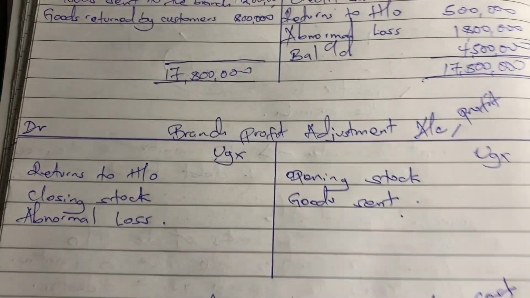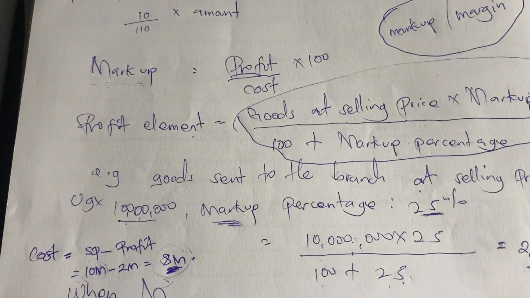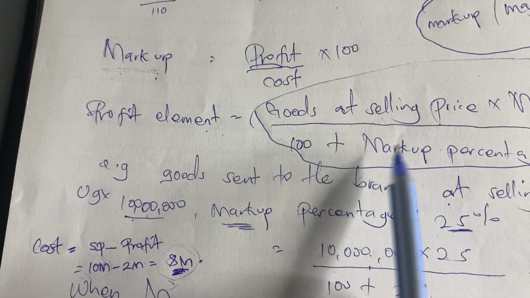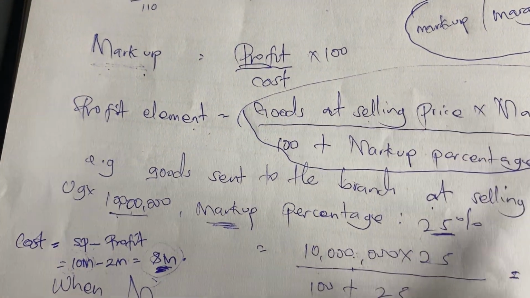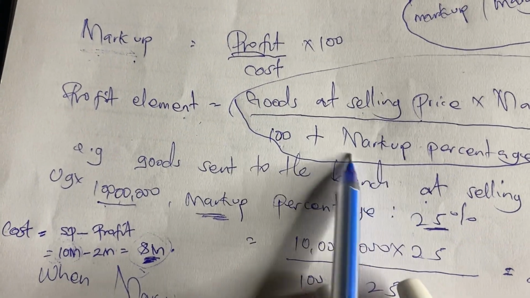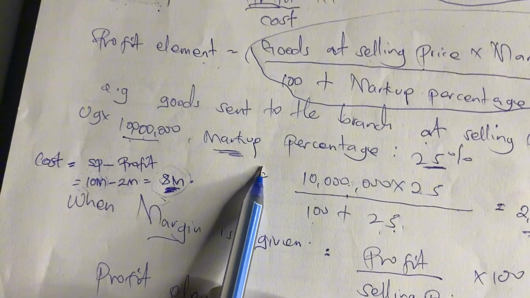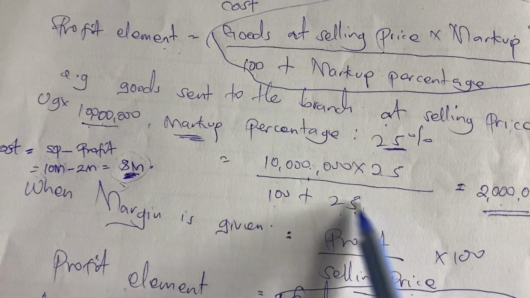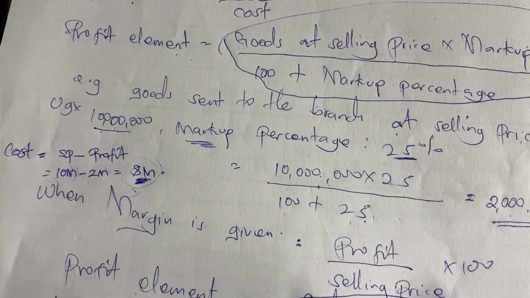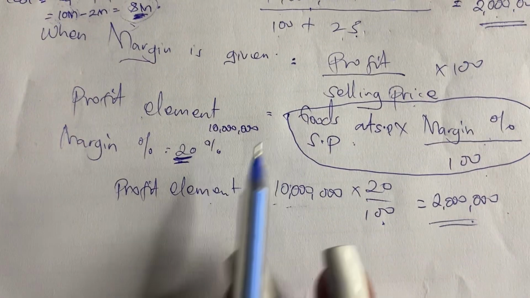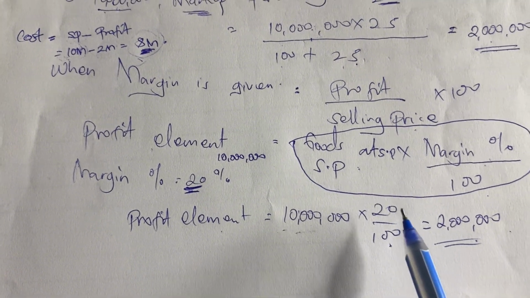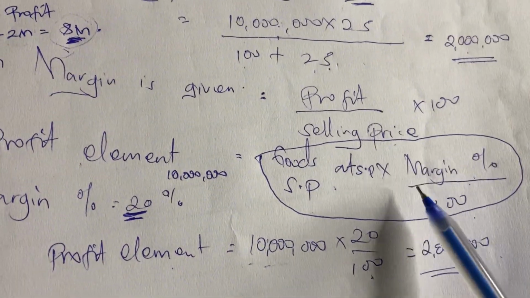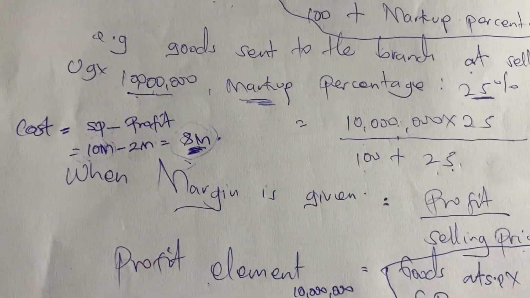So we said when we are calculating for the profit element, in case we are given markup, we get the goods at selling price times the markup percentage, then out of 100 plus the markup percentage, like how we did here. The selling price was 10M, we did 10M times 25 out of 100 plus 25. 25 was the markup, so that's how we do it. In case it's for margin, how do we calculate for the profit element? For the margin, you get the selling price times the margin percentage, 20 out of 100, like that.